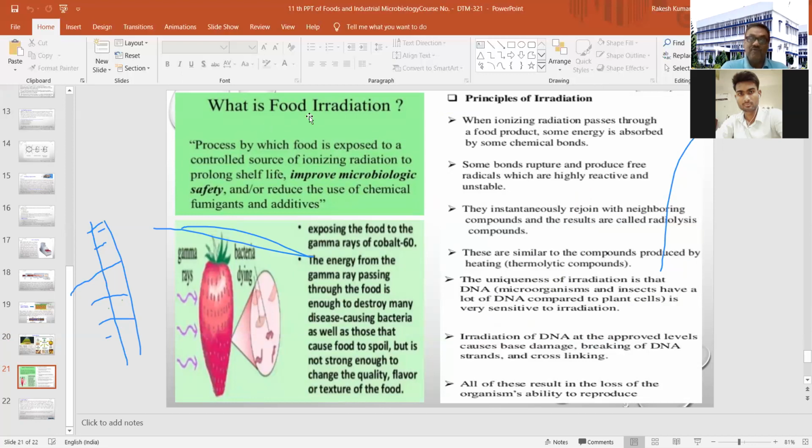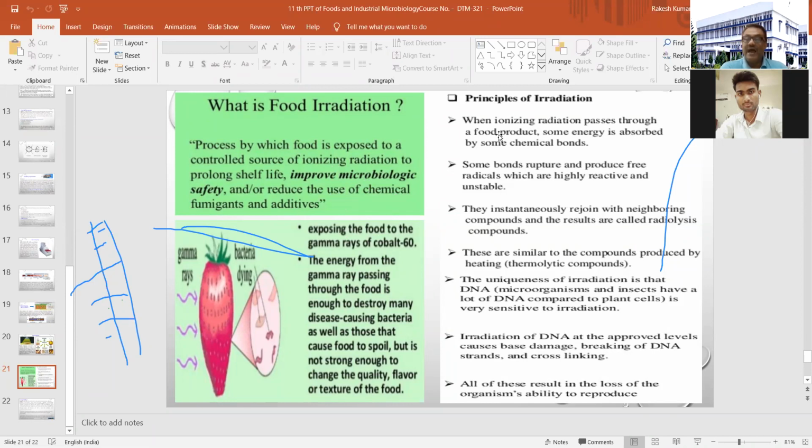So what is happening in food irradiation? It is a process by which food is exposed to a controlled source of ionizing radiation to prolong shelf life, improve microbiological safety, and reduce the use of chemical fumigants and additives. So wherever such chemicals are required for preserving your cereals or different kinds of food items, the amount will automatically be reduced if you combine those chemical methods with this food irradiation method.